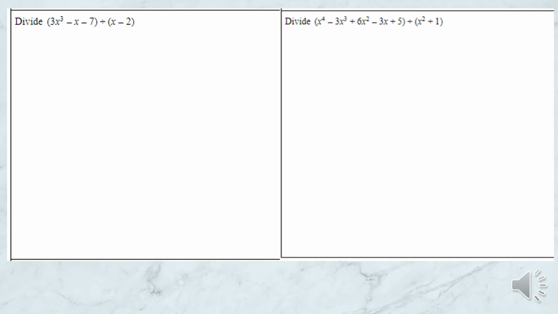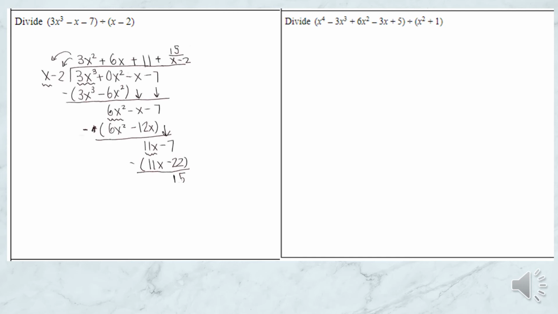Here we have 3x to the third minus x minus 7 divided by x minus 2. That means that we're missing a quadratic term. We go from an exponent of 3 to an exponent of 1 to an exponent of 0. We have to make sure that all of our exponents are accounted for, so we have to insert a 0. So we have 3x cubed plus 0x squared minus x minus 7.